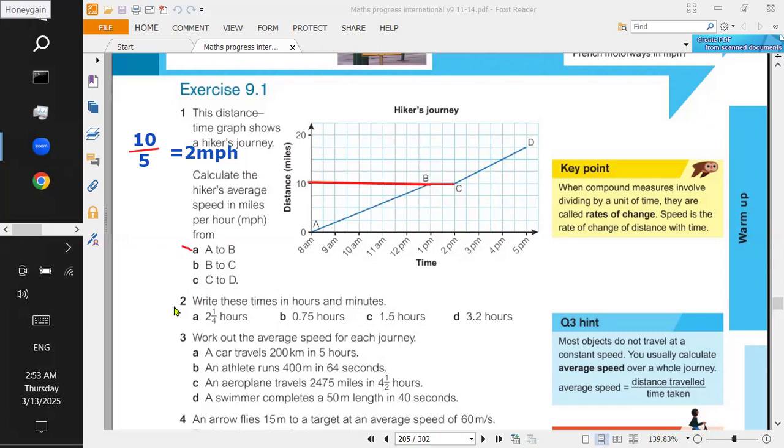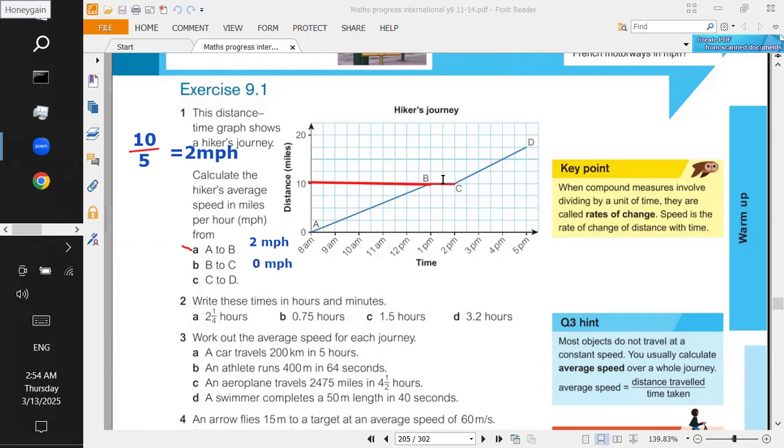So here we have 2 miles per hour. And then we have 0 miles per hour, which is here, because the hiker didn't move. And the last one, from C to D.